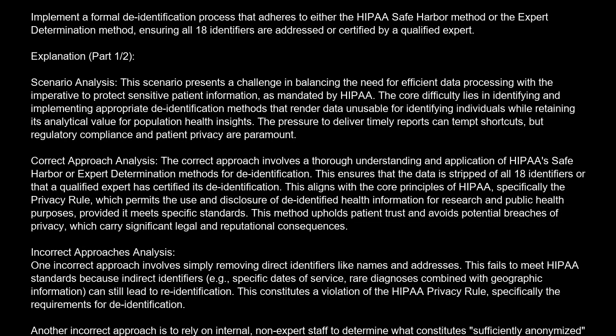The correct answer is A. Implement a formal de-identification process that adheres to either the HIPAA safe harbor method or the expert determination method, ensuring all 18 identifiers are addressed or certified by a qualified expert.